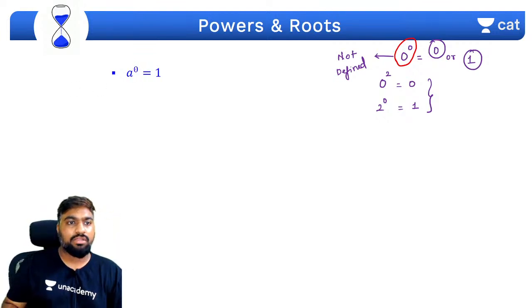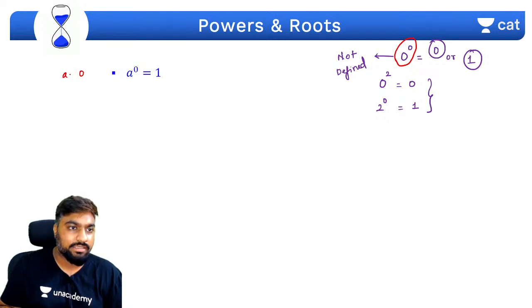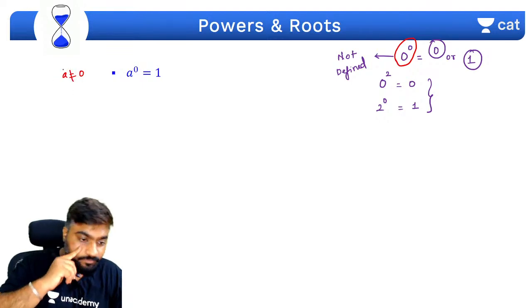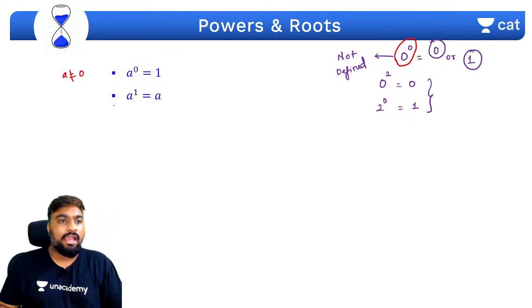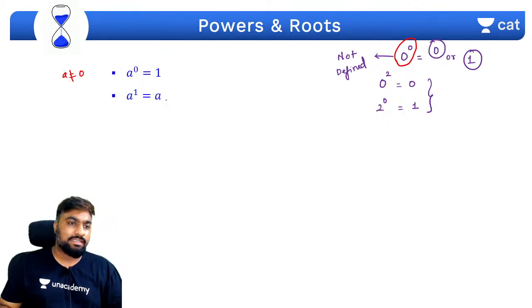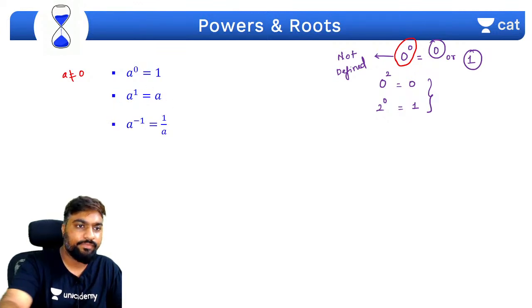Right? So a to the power 0 is equal to 1 unless and until a is equal to 0. So a cannot be equal to 0. I hope you understand this. Okay, moving on. Anything raised to the power 1 is itself. That is something that we know. Anything raised to the power 1 is itself.